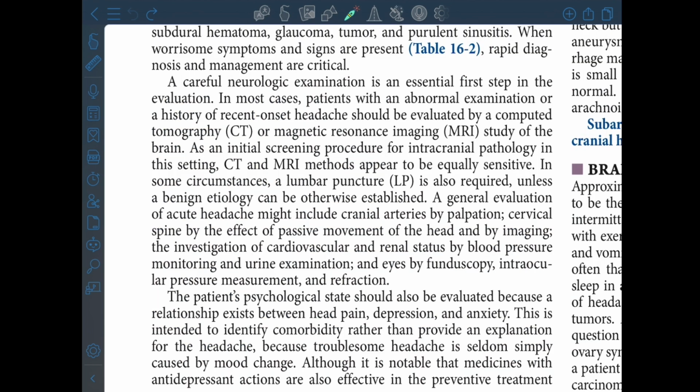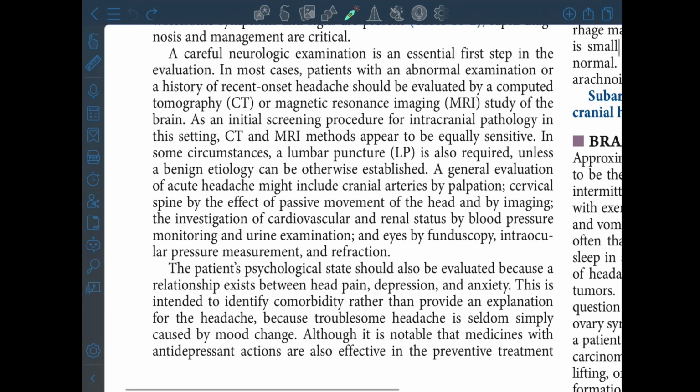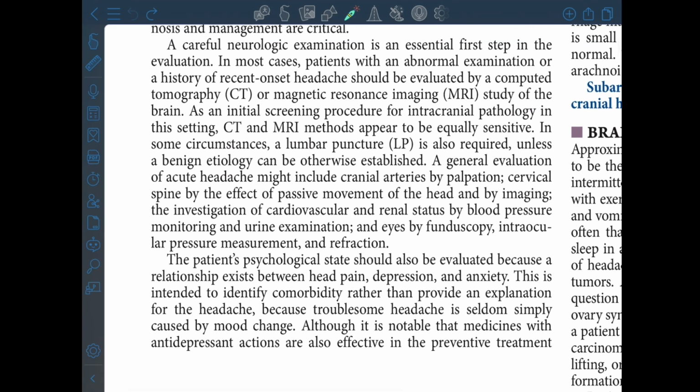In most cases, patients with an abnormal examination or a recent history of recent onset headache should be evaluated by a computed tomography or a magnetic resonance imaging study of the brain. As an initial screening procedure for intracranial pathology in this setting, CT and MRI methods appear to be equally sensitive. In some circumstances, a lumbar puncture is also required unless a benign etiology can be otherwise established.